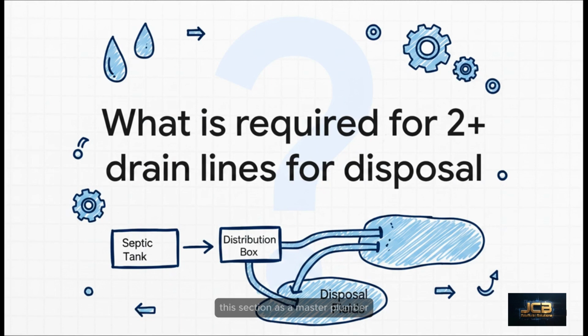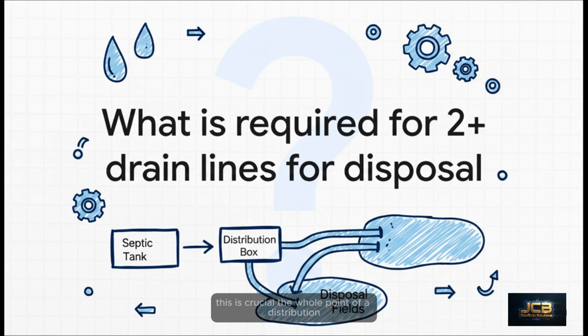Okay, last question this section. As a master plumber, if you see 2 or more drain lines for a disposal field, what are you going to require? Is it A, a dosing tank, B, a septic tank, C, a distribution box, or D, both A and C? 5 seconds, make your choice. The correct answer is C, installation of a distribution box.